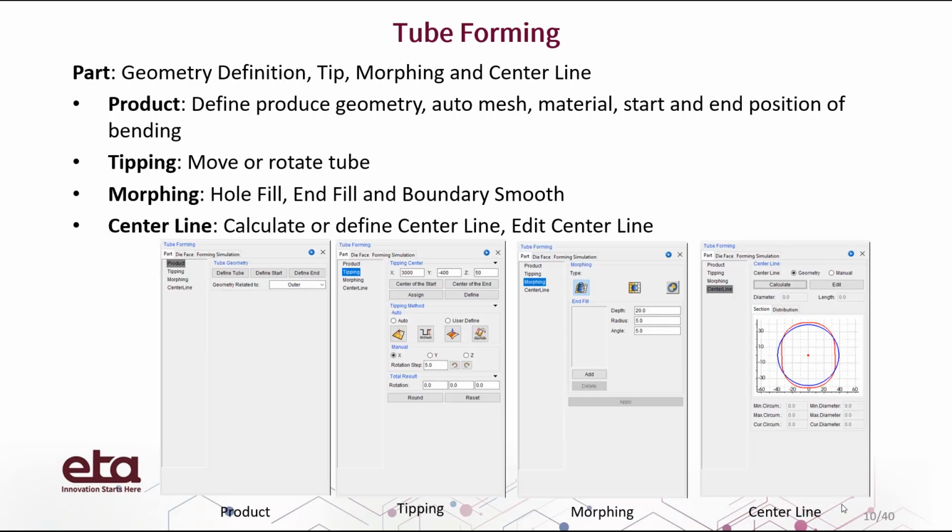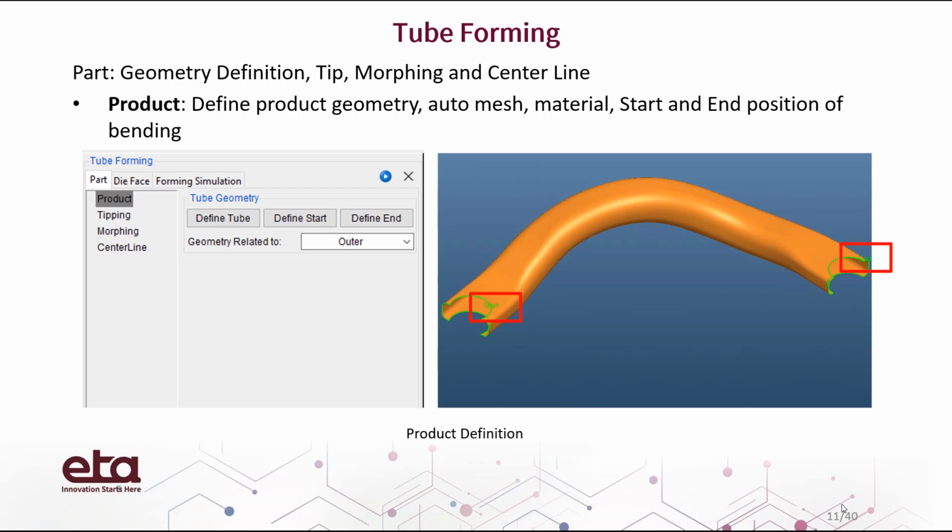In part definition, users can define tubular product, start and end position of bending. Tipping function is also provided to rotate tubular product. Morphing tools allowed users to fill both ends of tubular product holes and perform boundary smooth operation. Lastly, the centerline calculation function utilized to automatically generate centerline for tubular products. This is product definition interface.